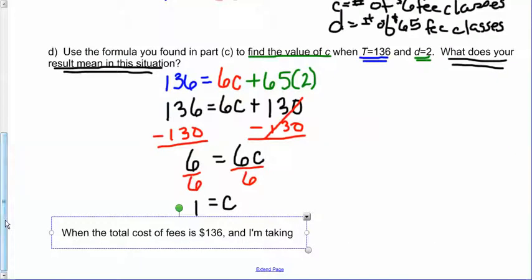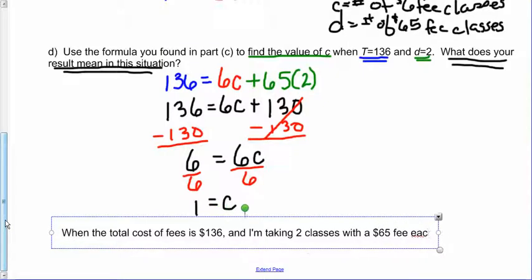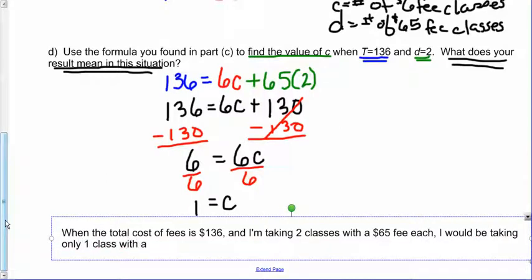And so D was 2. I'm taking 2 classes with a $65 fee each. I would be taking only 1 class with a $6 fee. Now this does a nice job of summarizing all that information that we were asked to put together. Very important that you can track back and look at the problem and say, where have I been? What have I done? How does all of this pull together to give me some useful information? And there it is.